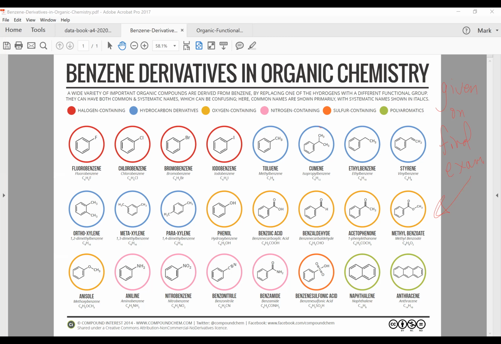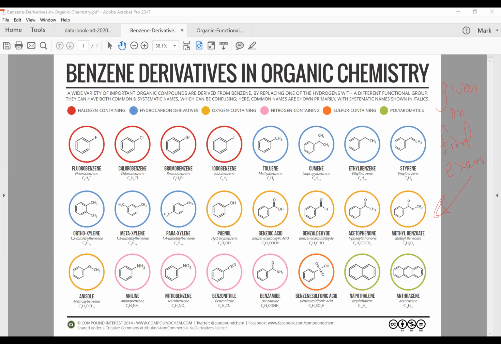All right, so again, I'm going a little quick because you don't need to memorize these. I will give you this in your data booklet. Halogen derivatives, even easier. If you put a fluorine there, it's fluorobenzene. A chlorine, chlorobenzene. Bromine, bromobenzene, and iodine, iodobenzene. Again, you don't need to memorize these. I will give you this in your data book for your final.